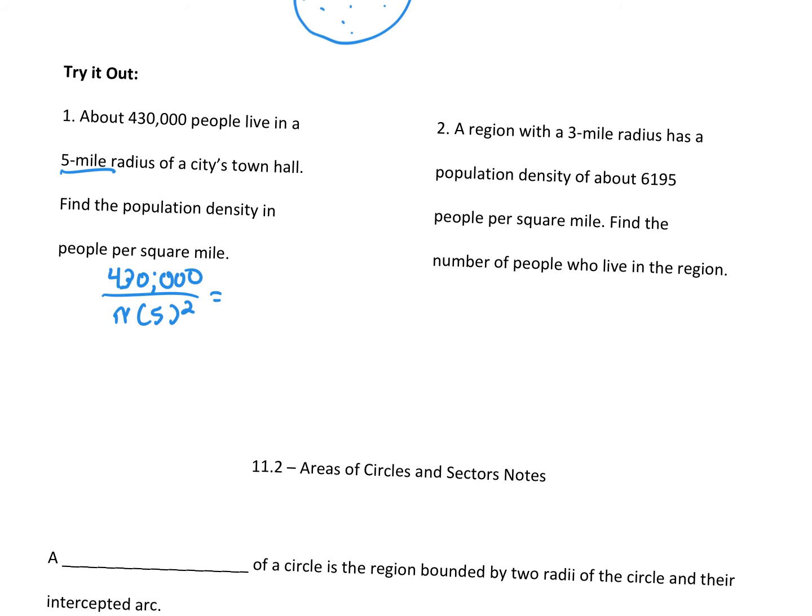That gives us 5,475. So about 5,475 people per square mile. That's how that works. Here it says a region with a 3-mile radius has a population density of 6,195. Okay, so they solve it for us and they say per square mile, find the number of people who live in the region.